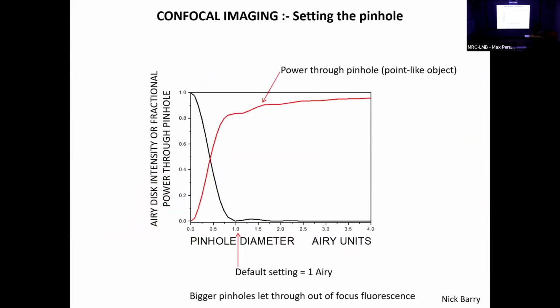There's a trade-off for this. As you shut that pinhole down from one Airy, you're going to lose light throughput, but you will gain some resolution. So one Airy is the happy medium. There's usually a one Airy button in the confocal software. You just hit that, and that gives you the best balance between collecting light, optical sectioning, and resolution. Okay.